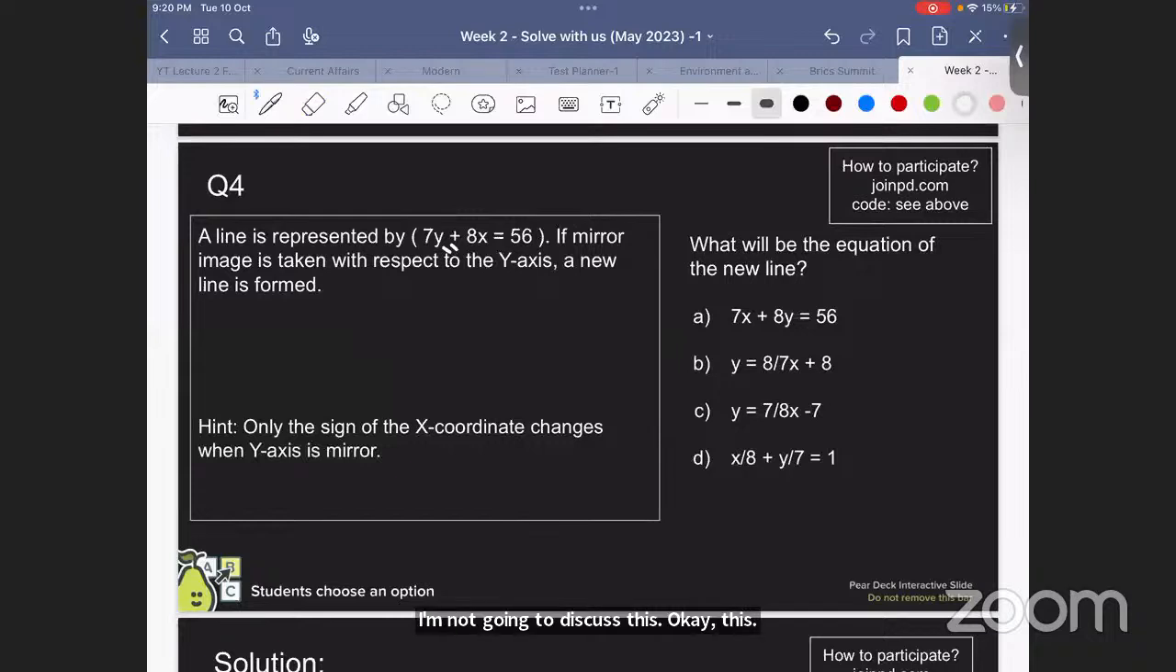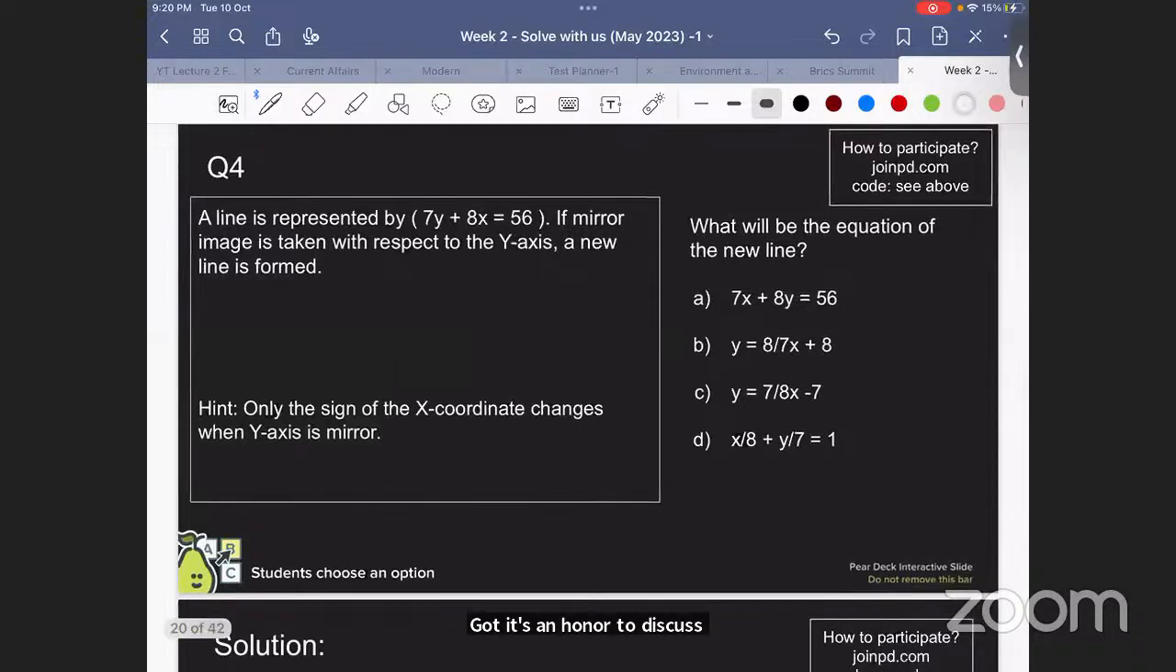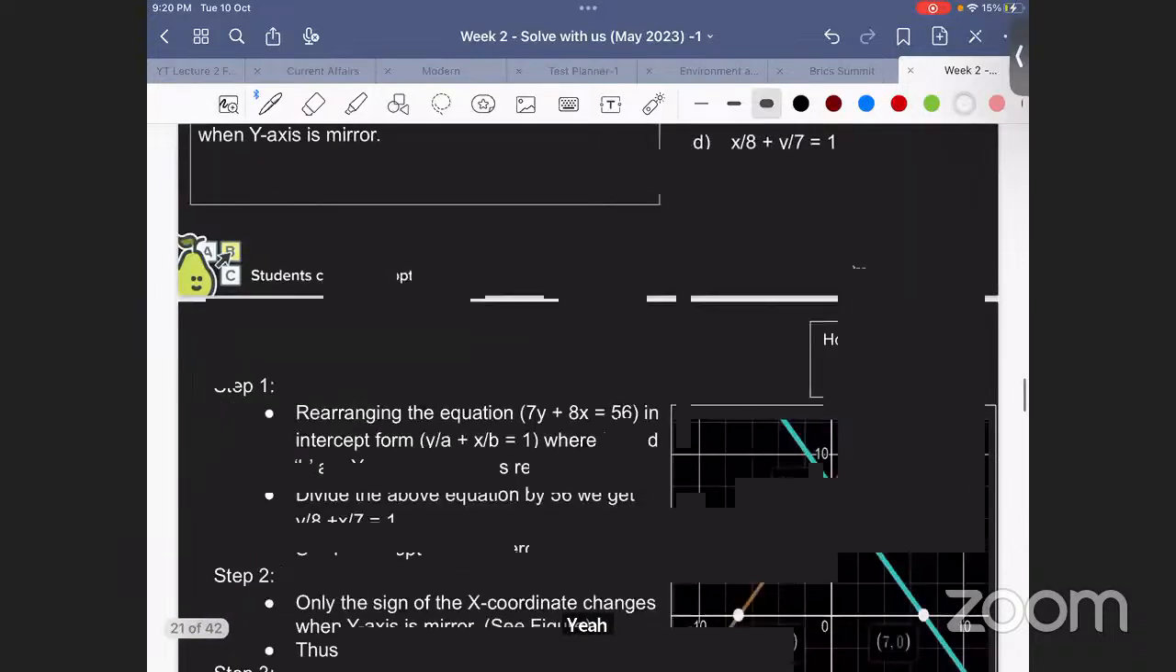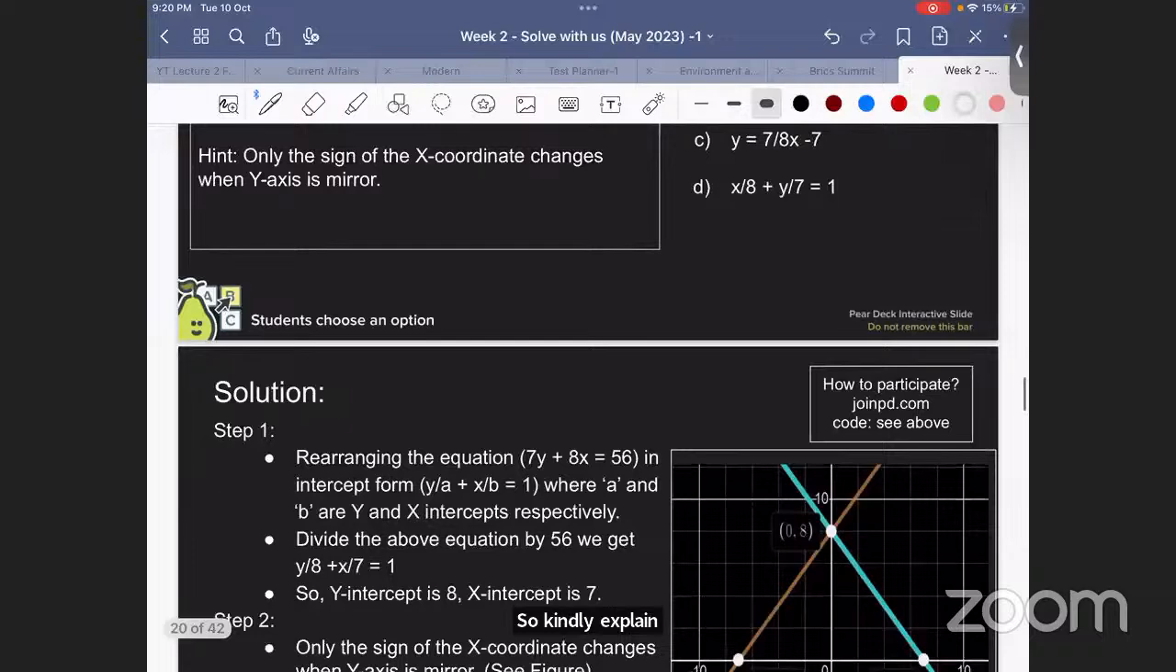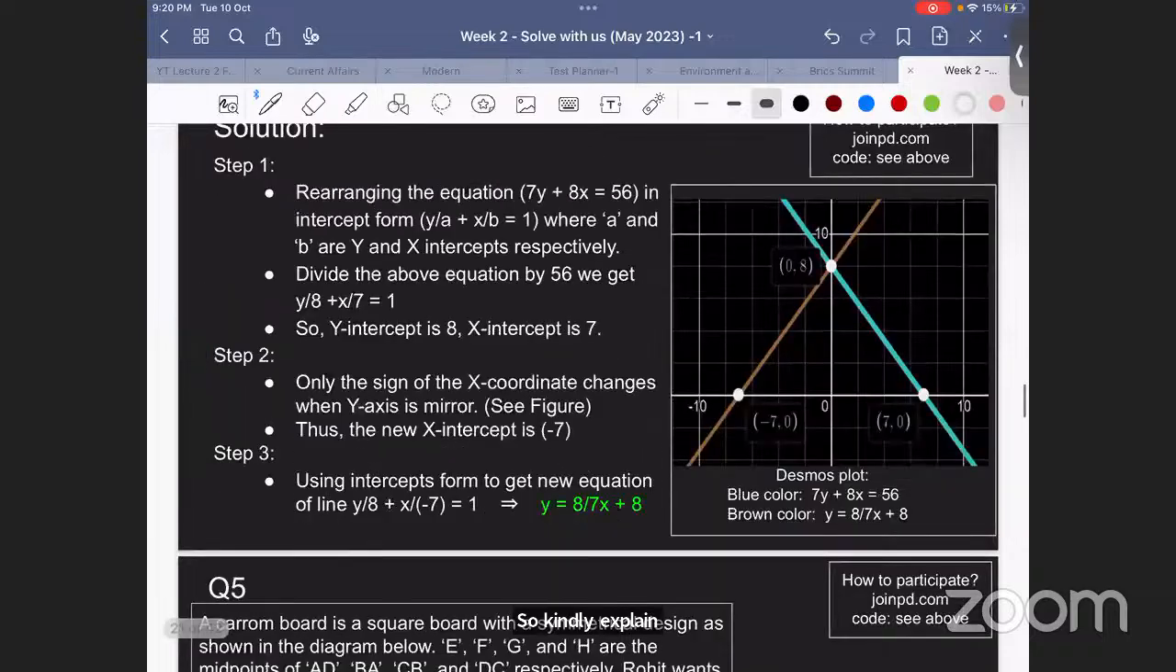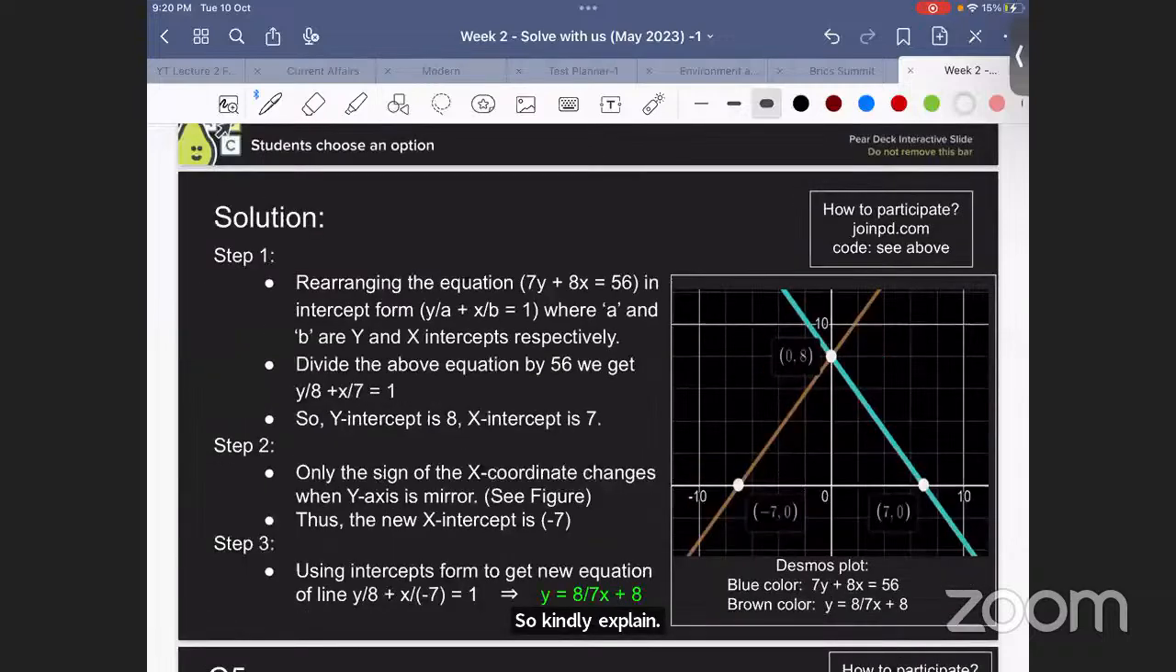Shall we move to the next question? No need to discuss. Sir, kindly explain the mirror image. The solution has already been given. So how can we get this type? Just change the sign of the x-intercept.